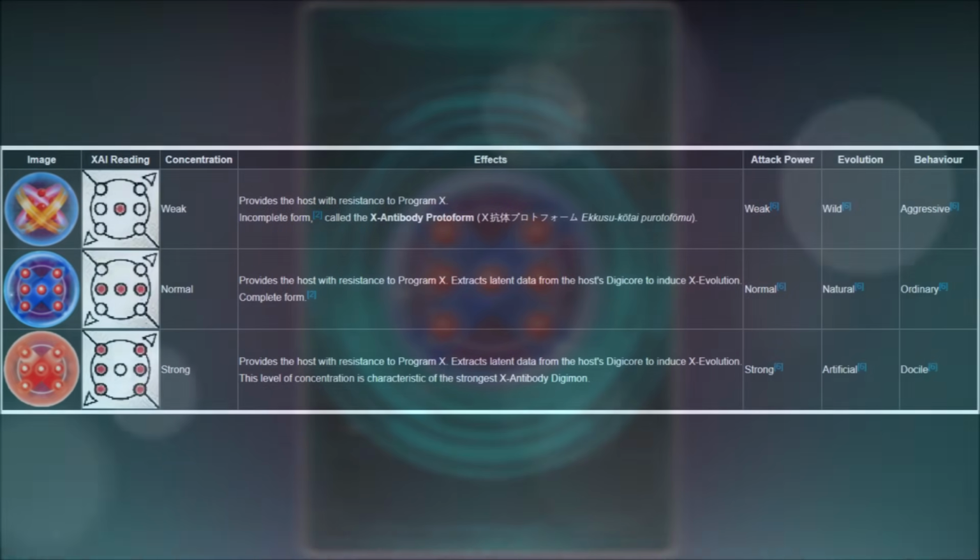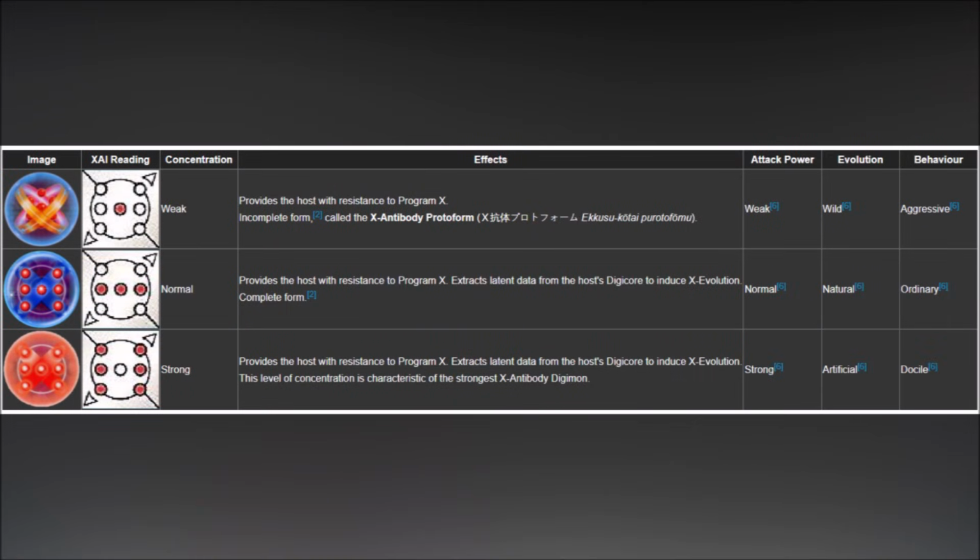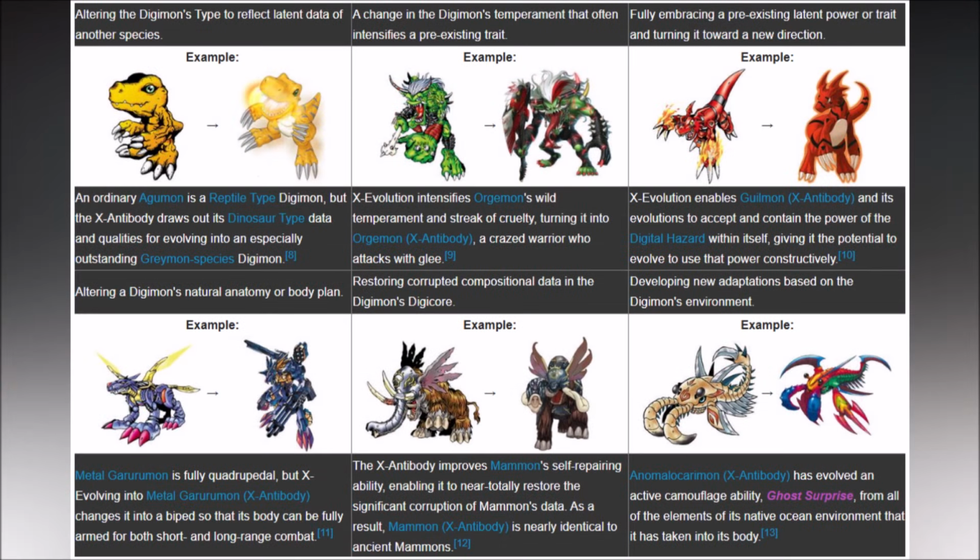Those with sufficient amount of X-antibodies end up X-digivolving in the new form that always has the letter X after their name. However, the changes that will be brought forth because of this Digivolution really depends on the Digimon itself or the amount of X-antibodies stored within. We went deeply over these changes in its own video.